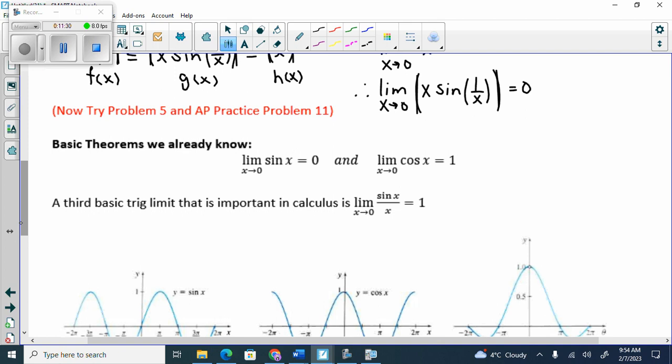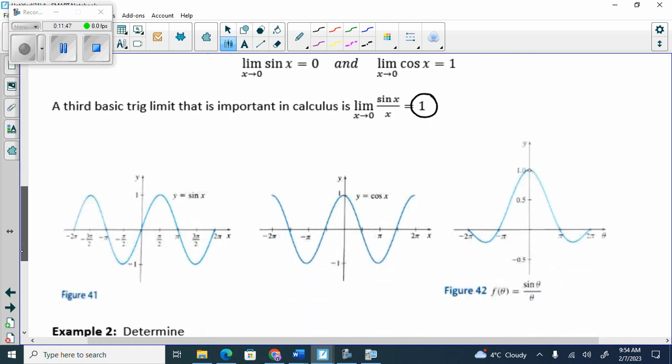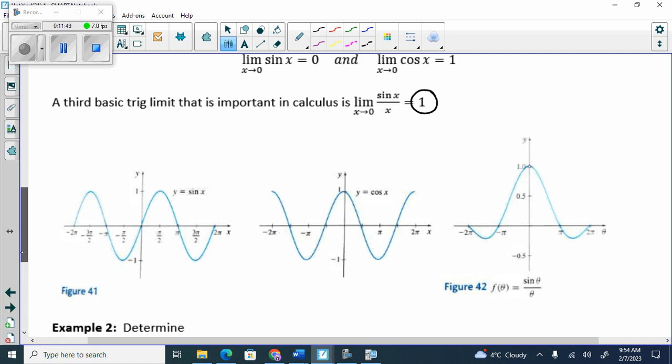Okay. A third basic trig limit that is important is the limit as x approaches 0 of sine x over x is 1. You don't believe me? Type sine x over x in your calculator. It's also in front of your face on your paper.